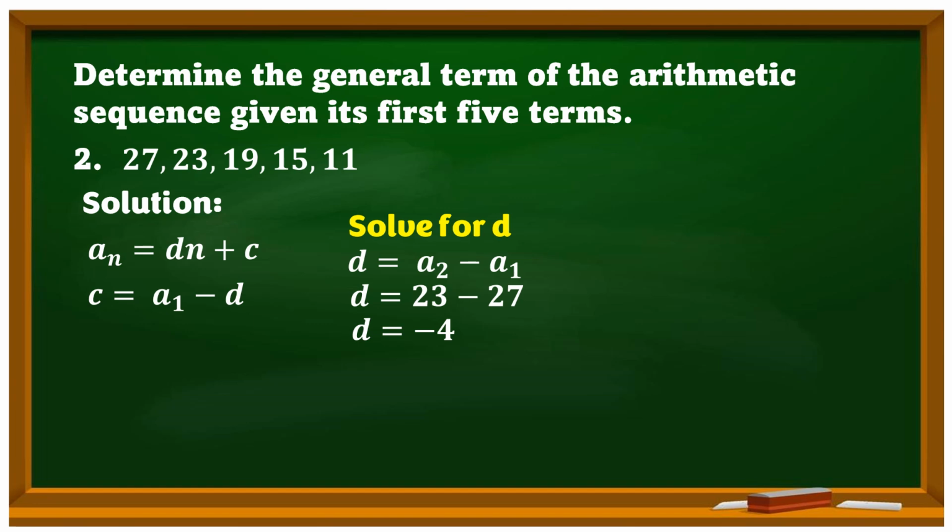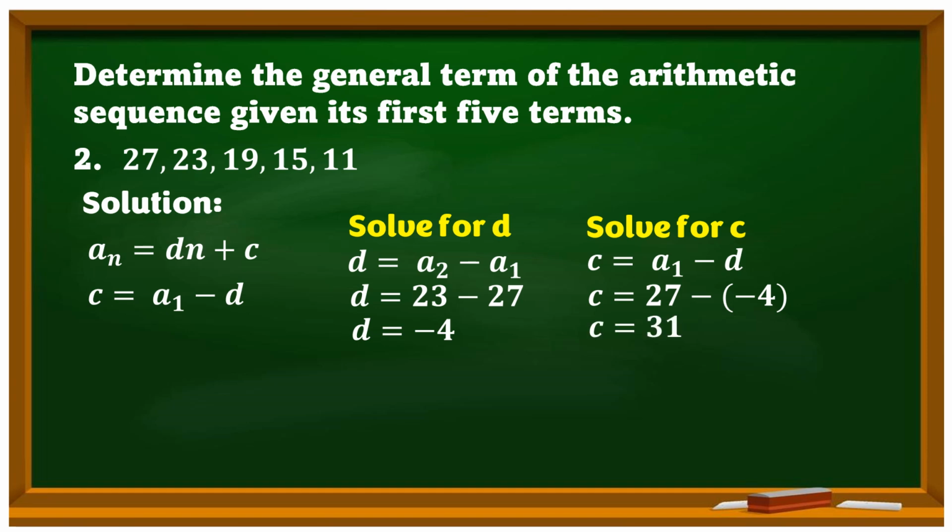Next, we're going to solve for the value of c, wherein c is equal to a sub 1 minus d. The value of a sub 1 is 27. That is the first term of the given arithmetic sequence minus the common difference, which is negative 4. So we have c is equal to 27 minus negative 4. Simplify the equation. So we have c equals 27 plus 4, which is equal to 31.